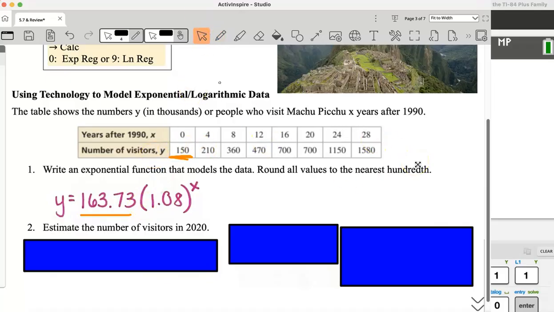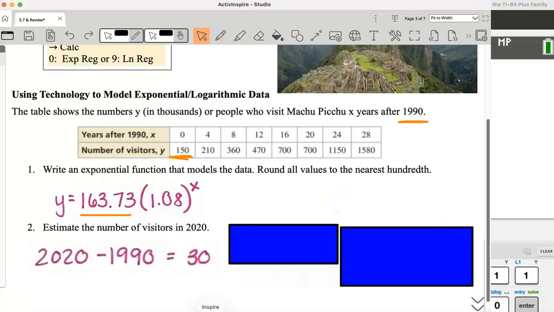And then the good part about having a function or a model is you can predict the future. And so number 2 says estimate the number of visitors in the year 2020. So if we're starting in the year 1990, you're going to have to figure out how many years have passed between those. So if you subtract them, you would get 30 years. 30 is going to be the number of years, and so that would represent an x value. And so we're going to take 30 and substitute it in for your x value.